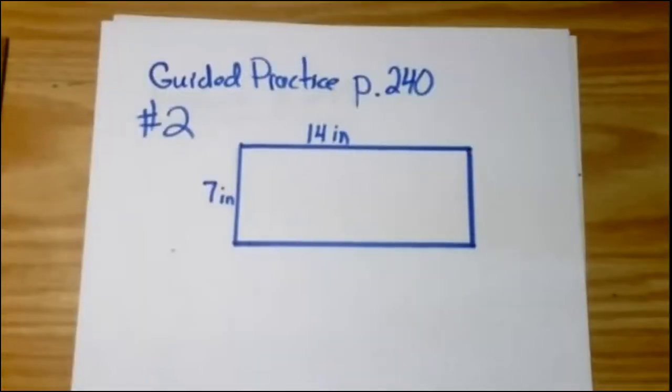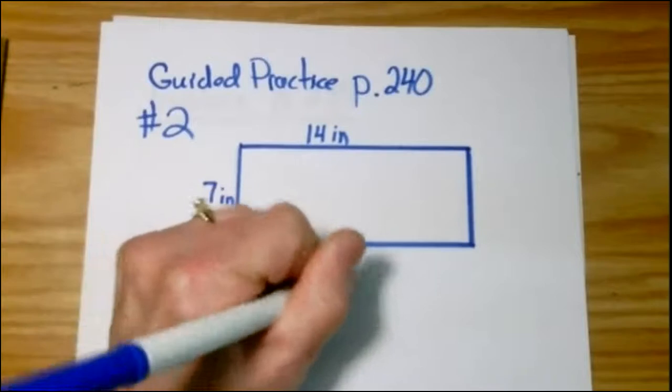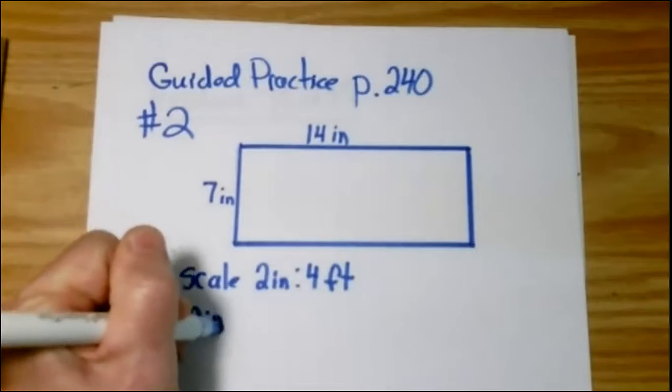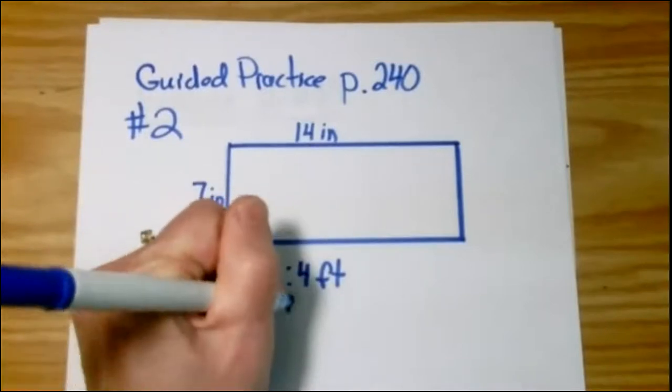All right, this is problem number 2 on page 240, the guided practice. And I drew the rectangle. The question is asking us, the scale in the drawing is 2 inches to 4 feet. Okay, let's write that scale here. 2 inches to 4 feet. There we go. Then it says, what are the length and width of the actual room? And then find the area of the actual room. So we're going to do what we've been doing. So we're going to do our 2 inches to 4 feet is equal to, and now we're going to do the width first.